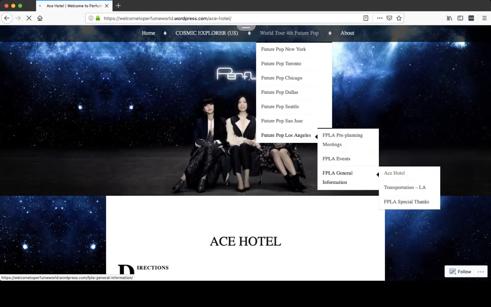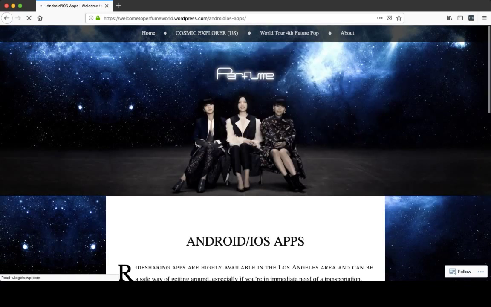And we have information about transportation in LA, which includes Android and iOS apps, and the LA Metro bus and rail information. Android and iOS apps are links to Uber and Lyft. And for those of you who don't know what Uber and Lyft are, those are ride-sharing applications where you open them up and you can request a ride. You set a destination in the app. Someone comes to pick you up where you are, and they will drop you off at the destination that you set. So that's very handy.